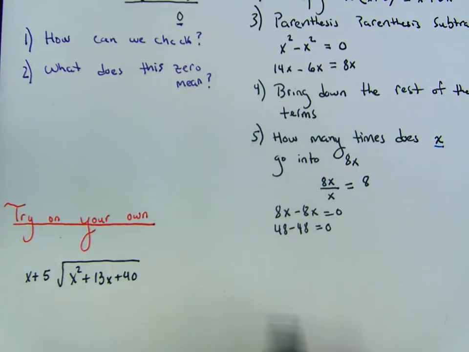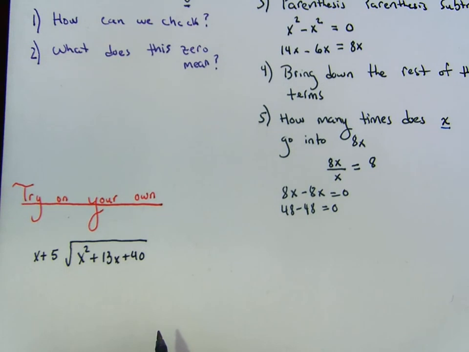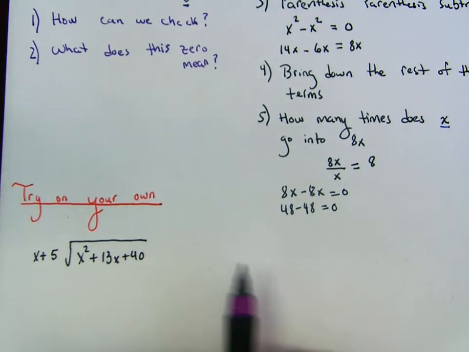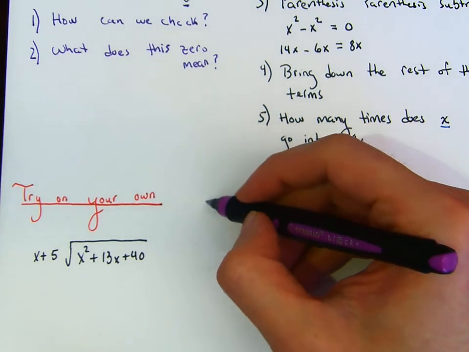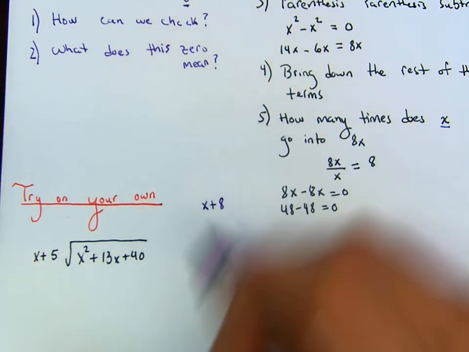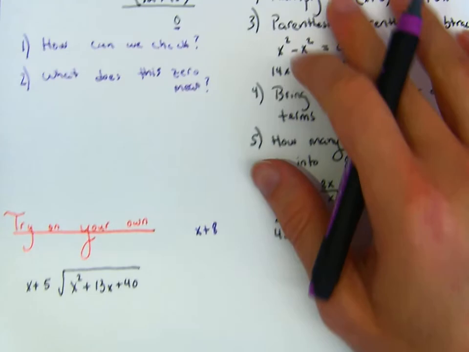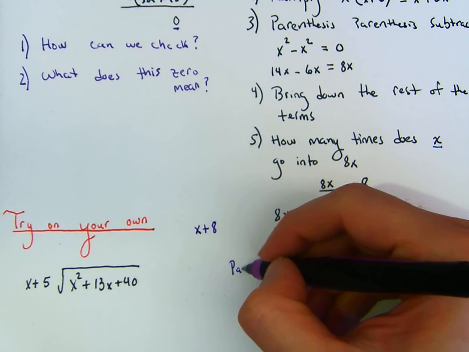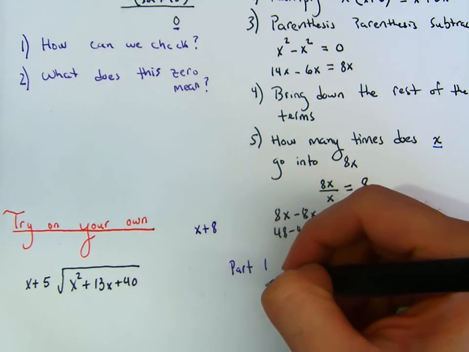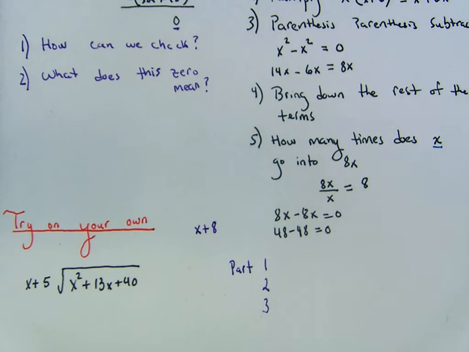If you want, try this one on your own and see what you get. If you want to see the answer, it will be x plus 8. Okay? See if you can get that by doing this polynomial division like this. Okay, this was part 1, right? So I'm guessing because dividing polynomials may be a lot, I'll probably do it in like 3 parts.